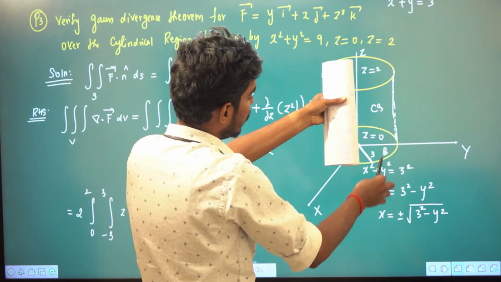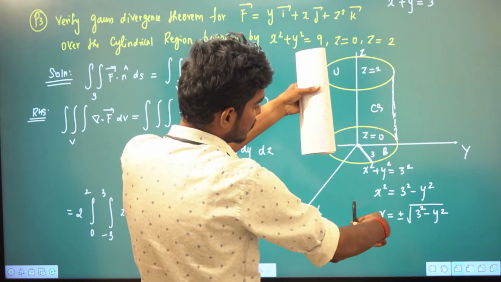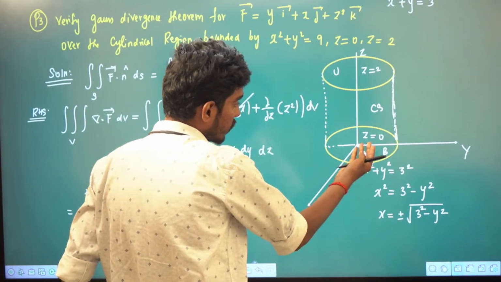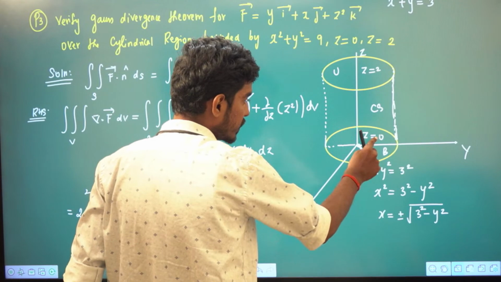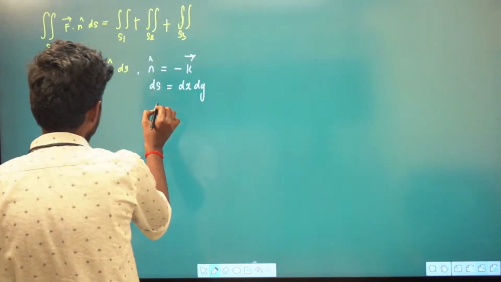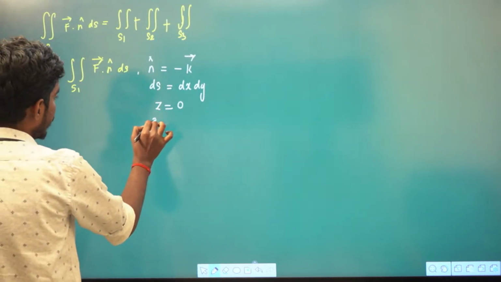Here you have z, y. This is your unit vector, which is opposite of z. So your n cap will be minus k vector. And here for this surface z is 0, right? For this surface z is 0. We need to find xy limits, right?